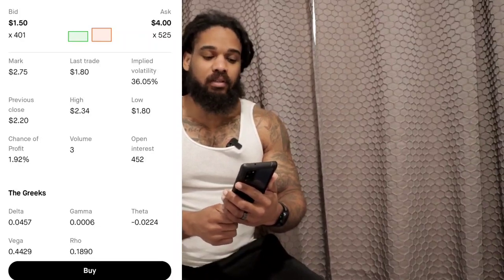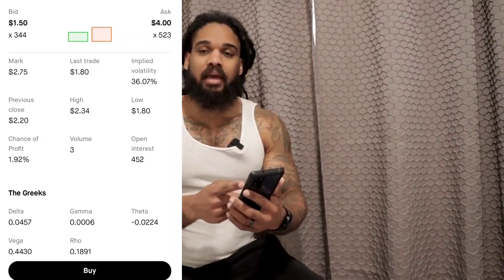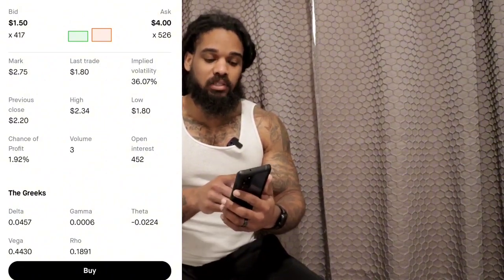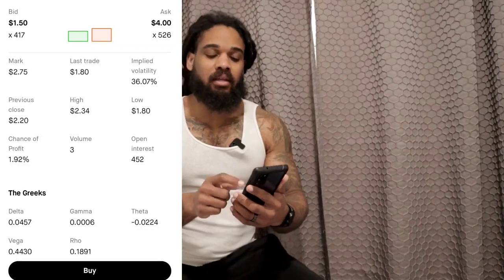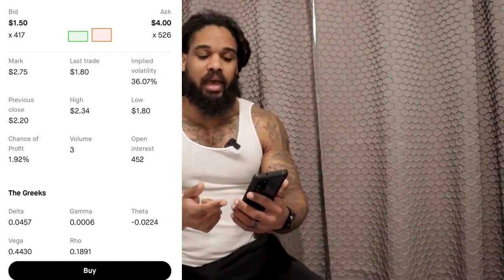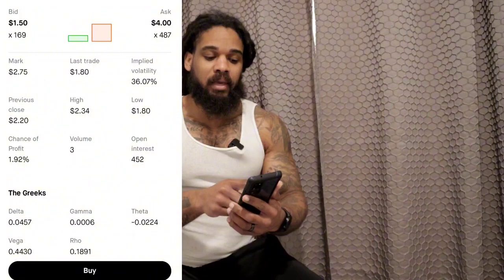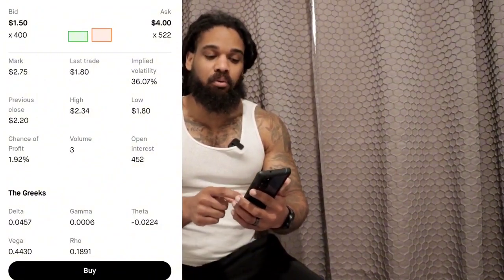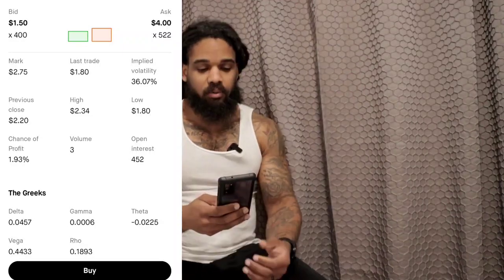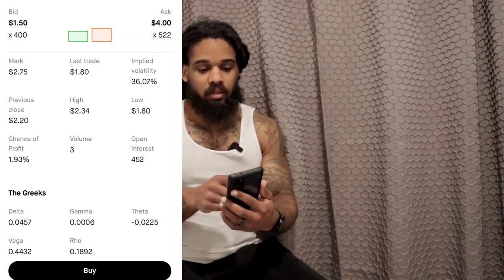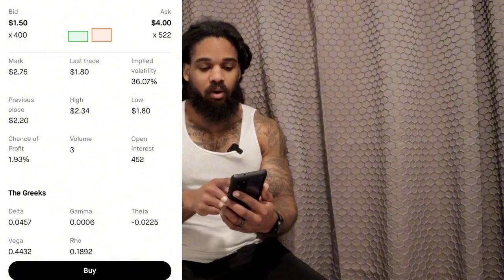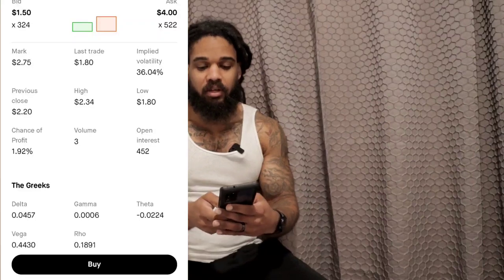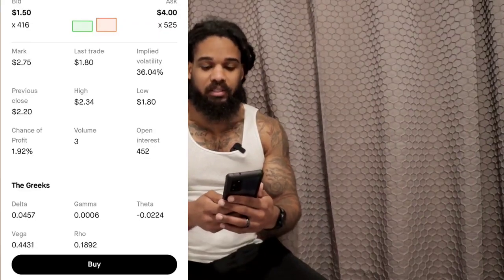Now you could pay anywhere in between. In between, you have the mark price or the mid price, which is about $275. So instead of paying the $400 that people are asking for, you could try to get the mid price by putting in a limit order. Or what I would do, when you look at the bid and ask price, is come to the buy button here and put maybe 160, because most people ask for 150, and see if that gets filled.